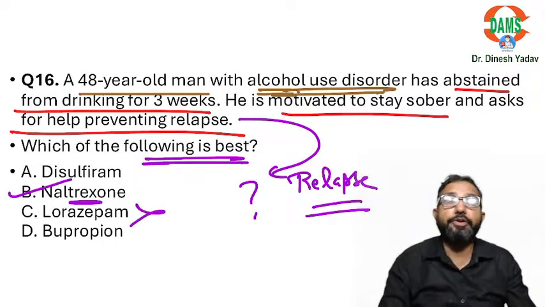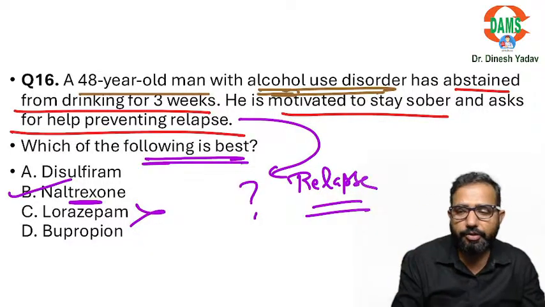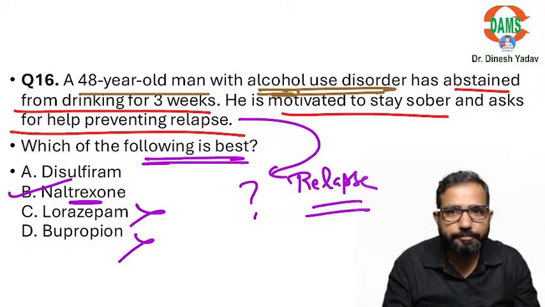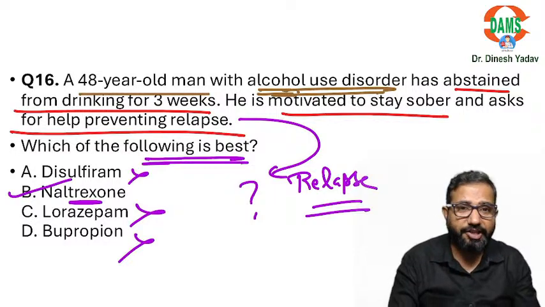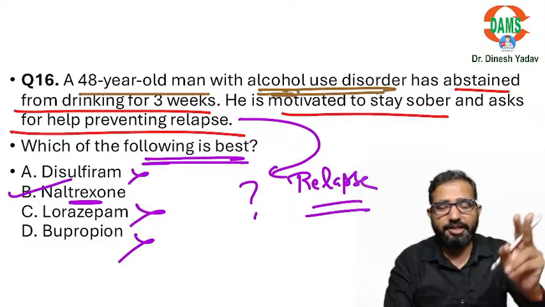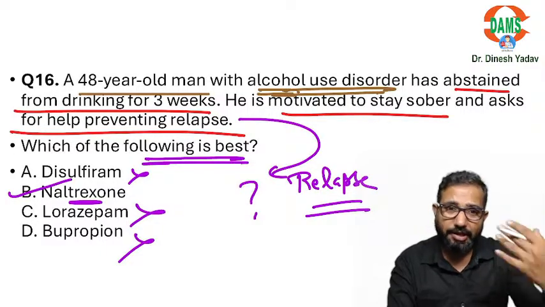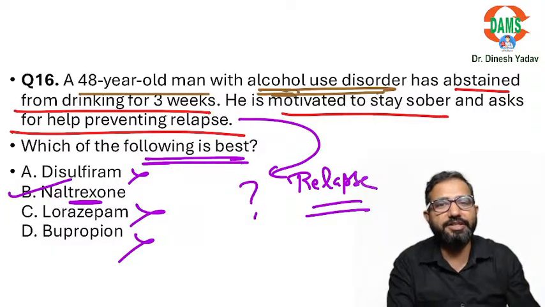Lorazepam is the drug for withdrawal symptoms. Lorazepam is the best drug to de-addict, to prevent or treat this withdrawal. Bupropion is for anti-smoking. Disulfiram is aversion therapy. That is not a first choice. It is used as the last option, after naltrexone or these drugs, because that is risky. There is risk of a flushing reaction.